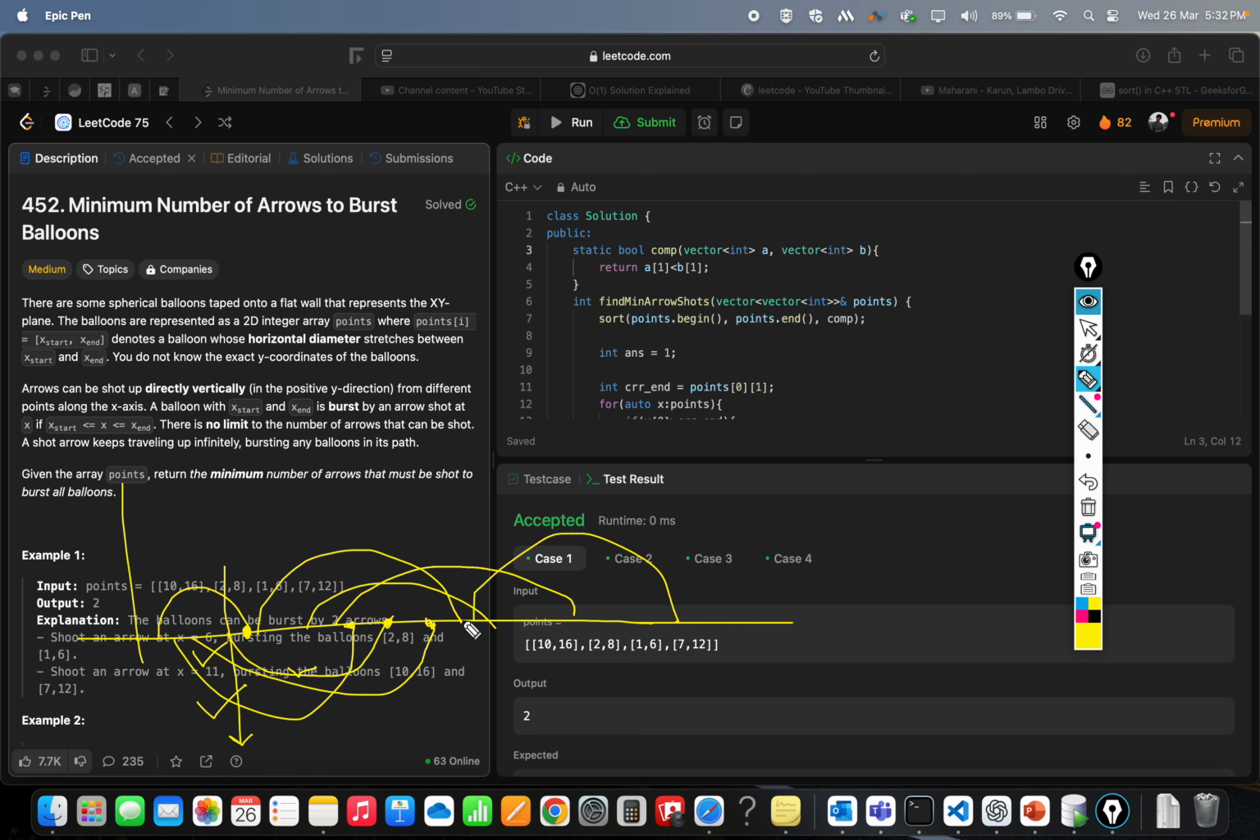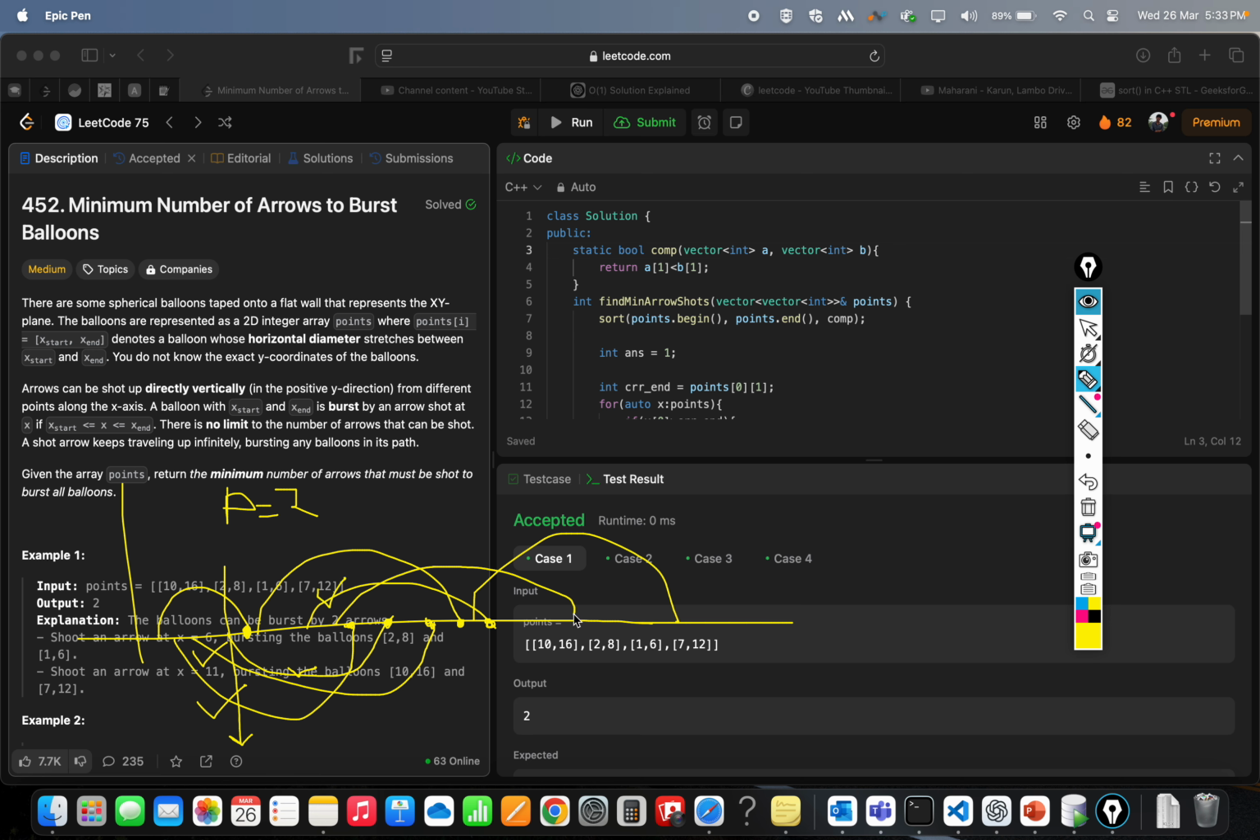Now come to this ending point, and the start is after this end, so I have to use another arrow. So my arrow count is now 2, and my current end has become this, so I have to work on this end. Okay, now go for the next element. For the next balloon, my starting point is before this end, so I can burst this balloon.